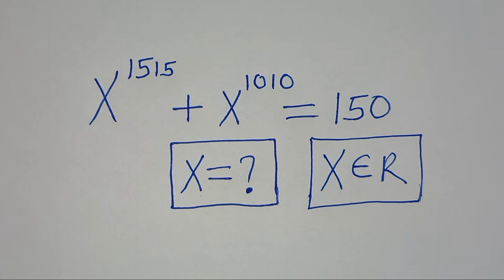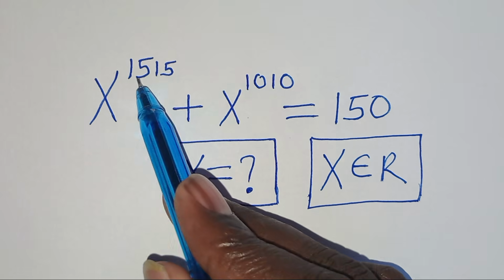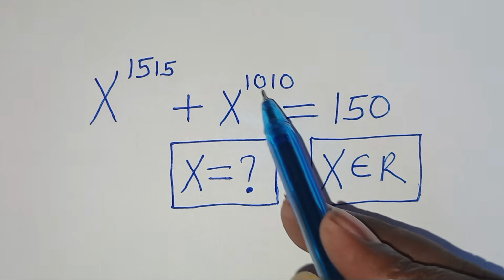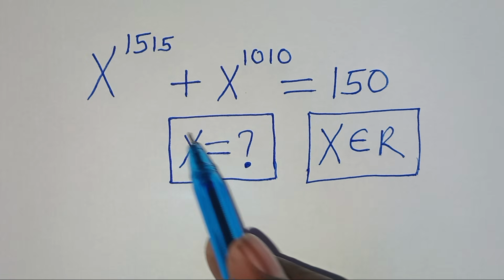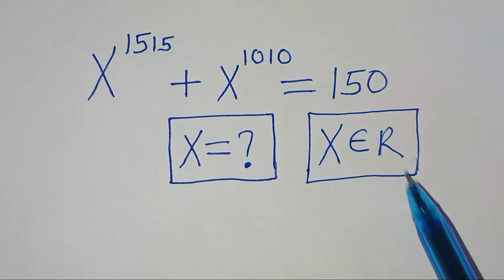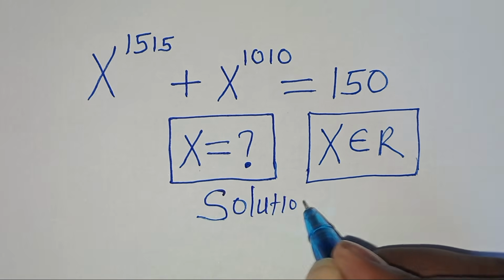Hello everyone, you're welcome to solve this nice algebra problem, which is x to the power of 15 plus x to the power of 10. This is equal to 150. So what is the value of x given that x is an element of real numbers? So let's provide a solution from here.